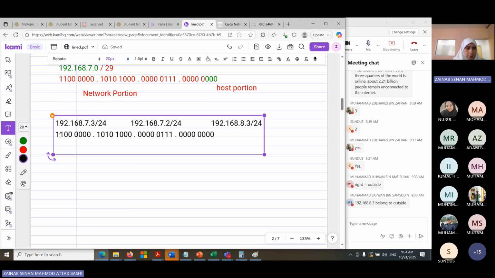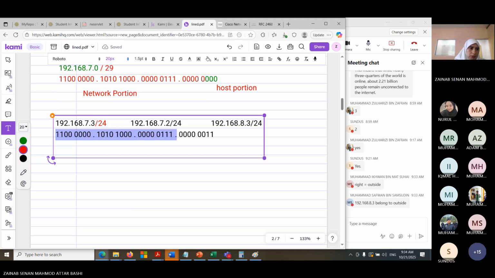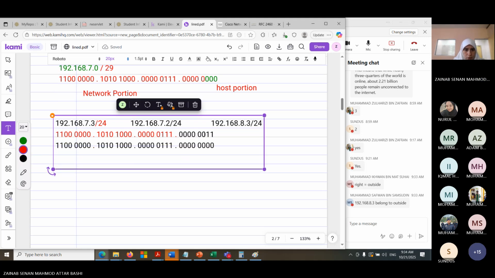First IP address will be 192.168.7.3. That will make this 3. And to make it easy, for the subnet mask /24, the first 24 bits I will color in a different color. So these are in red. The second one will be, this is 1.